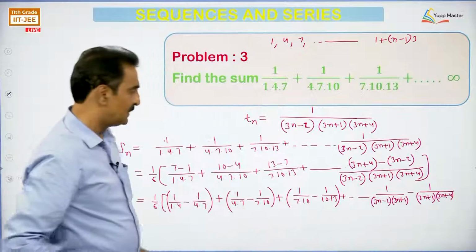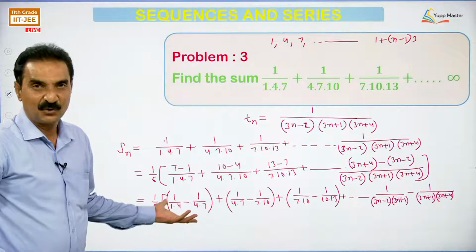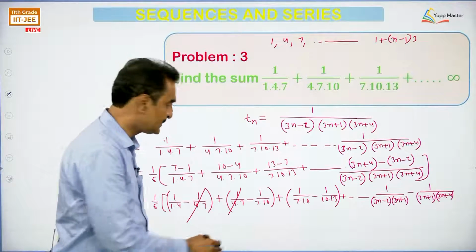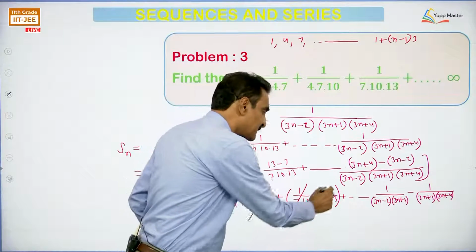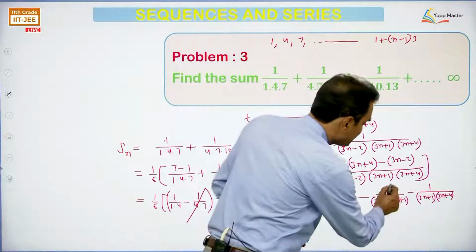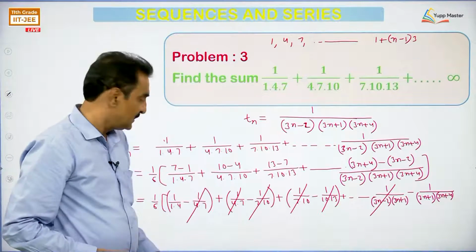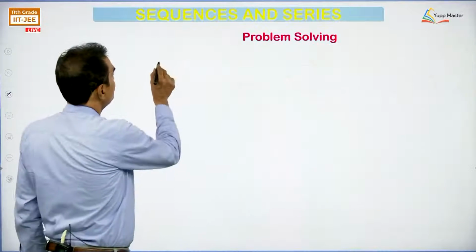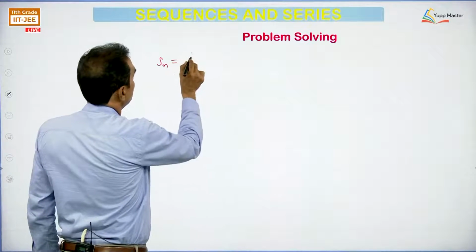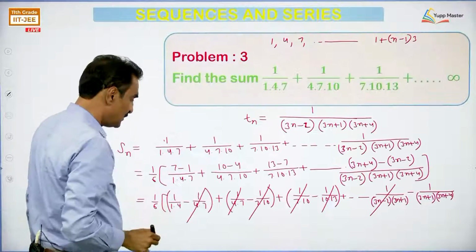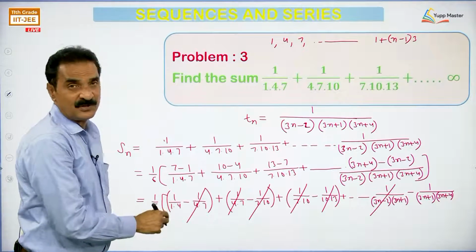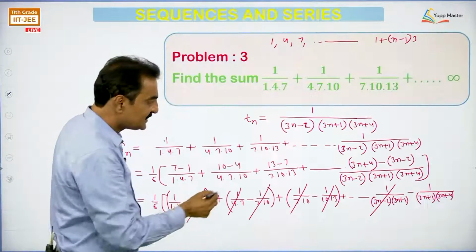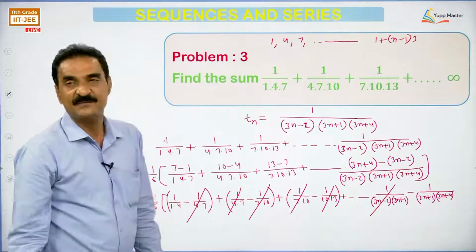Alright. Now, it is a telescoping series. 1 by 4 into 7 cancels, 1 by 7 into 10 cancels, 1 by 10 into 13 cancels. In the last term, the first part will cancel. So, what are you getting? 1 by 6 into Sn is equal to 1 by 6 into 1 by 1 into 4, which is 1 by 4. The last term remaining is 1 by 3n plus 1 into 3n plus 4.